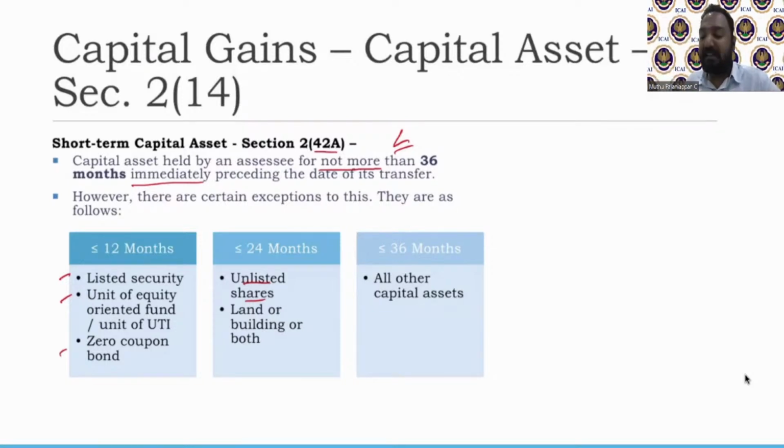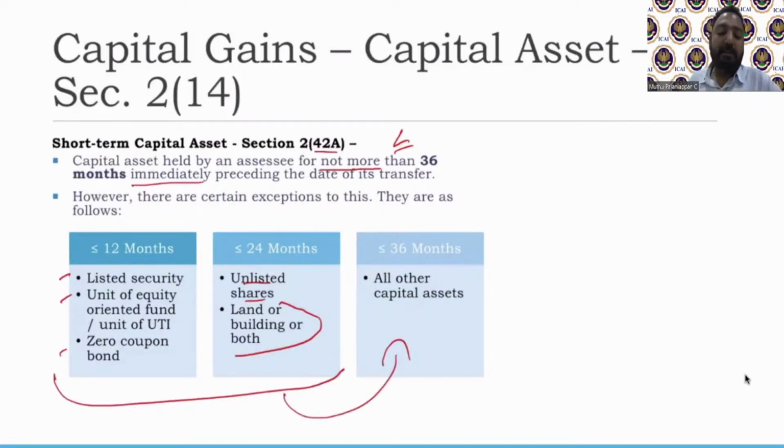Whereas for unlisted securities and land or building or both, it is 24 months. Land alone, or building, of course you can't sell a building alone, or land and building put together, then it is less than or equal to 24 months. Then finally, 36 months applies to anything else which has not been covered here, right?